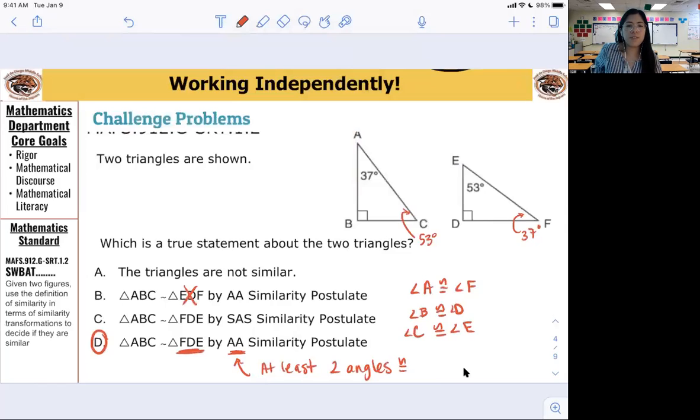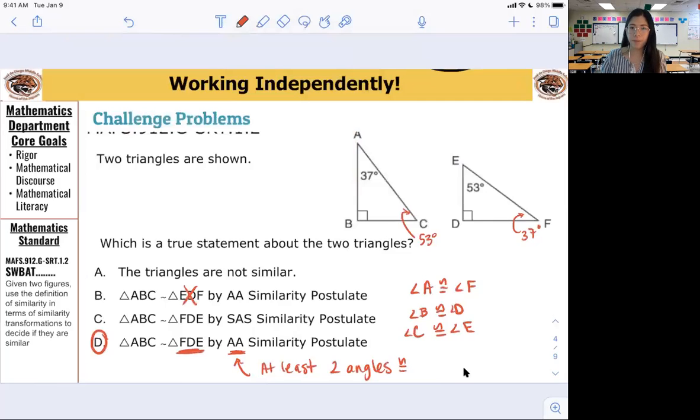Daniel, did you choose B by accident? Is that what you did? Okay. All right. Any questions on this one? Going once? Going twice? And yes, here's a question.